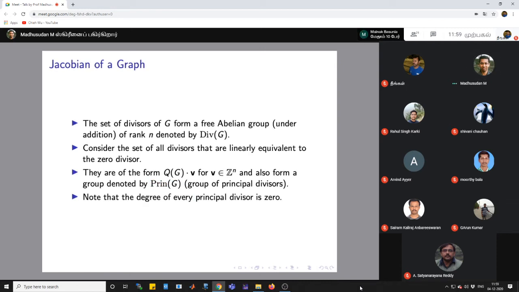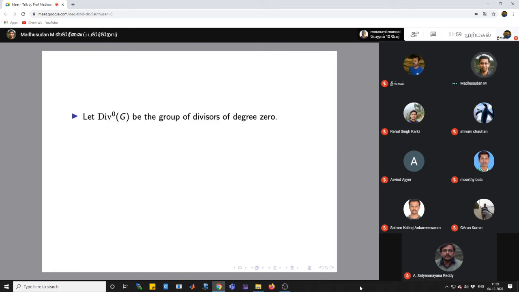And note that because the degree is conserved by chip firing, the degree of every principal divisor is 0. And so this group of principal divisors is a subgroup of an even smaller group of Div G, which is Div^0 of G, the group of all divisors of degree 0. That's also a group, right? You can add two divisors of degree 0 and so on. So this is a subgroup of Div G. And so now the Jacobian of the graph is this quotient of Div^0 of G by Prin G.